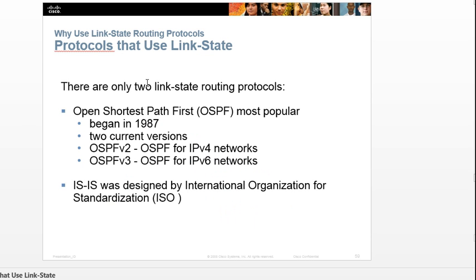So there are only 2 of these link state protocols. Open Shortest Path First, or OSPF, which is now up to version 3, which has support for IPv6. And then IS-IS, which was developed by the ISO.